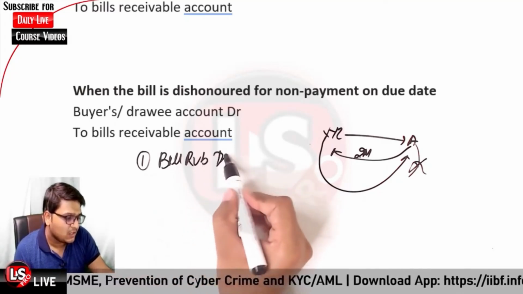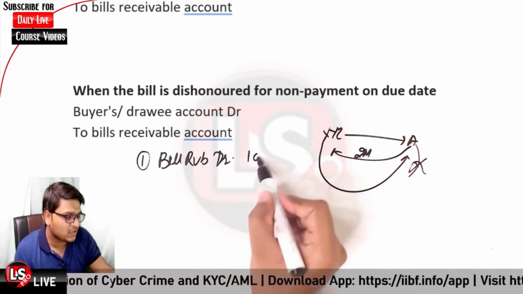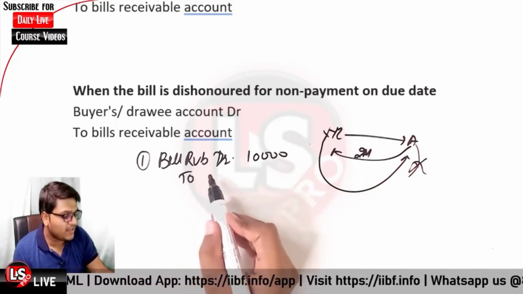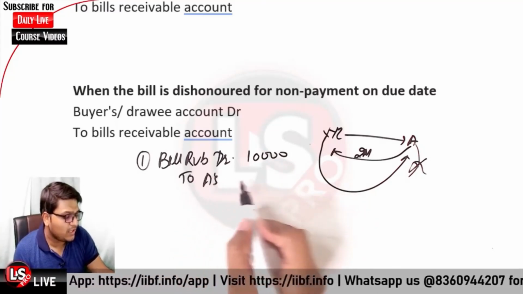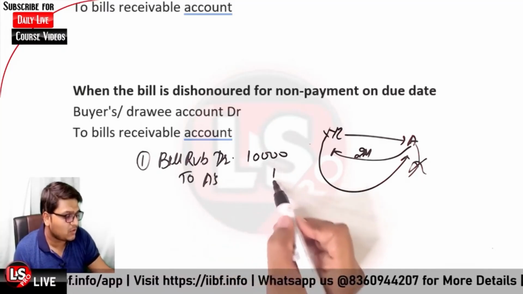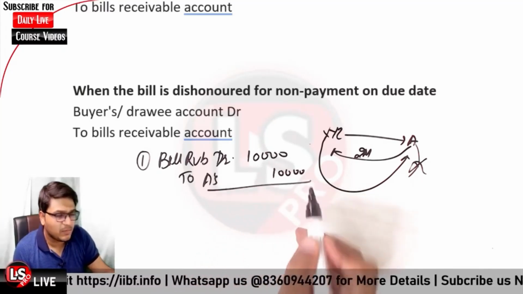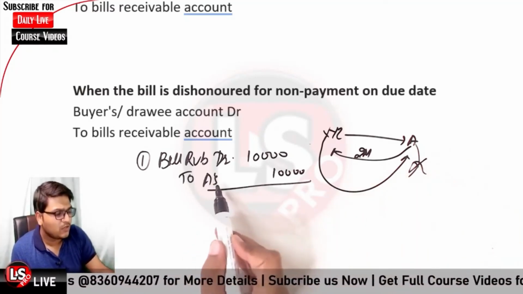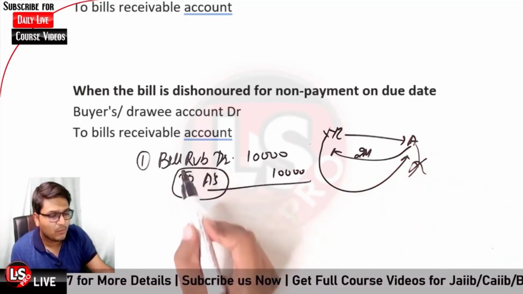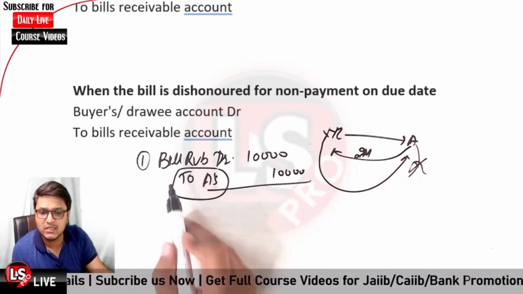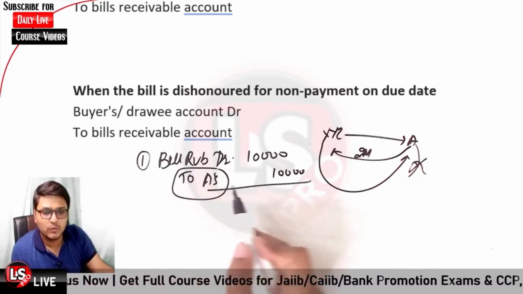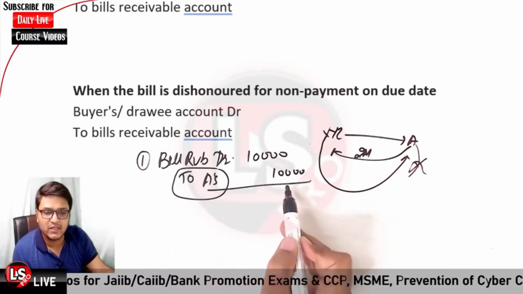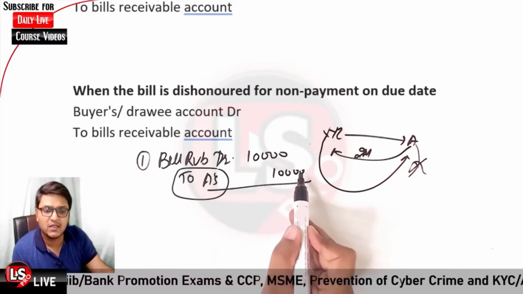We debited the bill receivable account with the 10,000, and further we credited A's account. A's account was credited because A was not to make the payment now that he has accepted the bill. He is to make the payment, but in our books we need to record the fact that the bill amount is to be received. So you credited that amount and nullified A's account of 10,000.